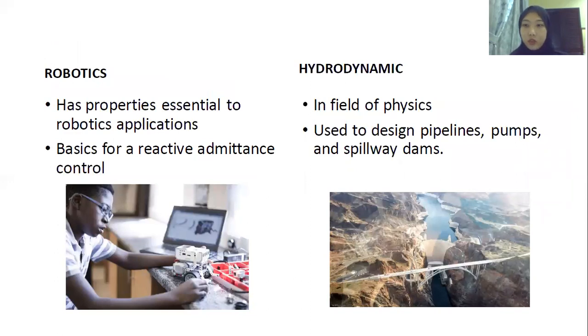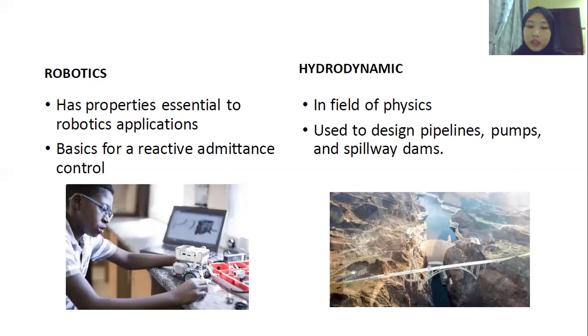In this presentation, we will focus on two applications, which are in robotics and hydrodynamics. I will explain the robotics application first. We found a paper by Christopher Connolly and Roderic Grupen where they mention the application of harmonic functions in robotics. It is said that harmonic functions are proven to have a number of properties that are essential to robotics applications. They prove that harmonic functions can be used as the basis for a reactive admittance control that allows incremental updating of the environment model, which responds well to sensed changes in the environment.